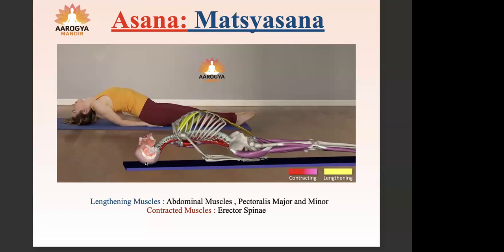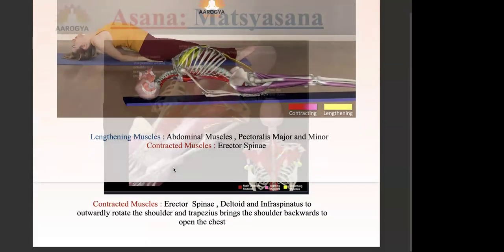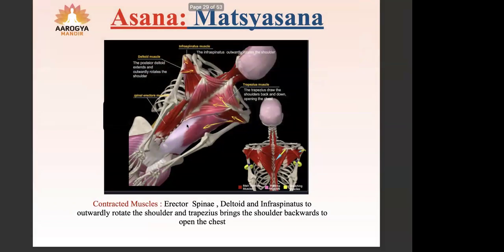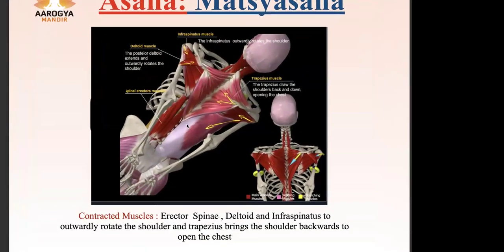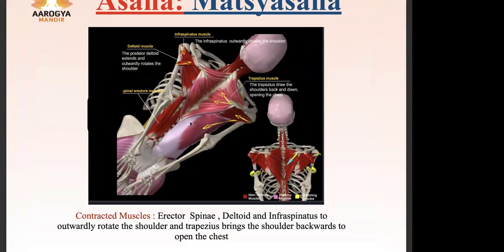Okay. Let's understand what are the muscles which are getting stretched and what are the muscles getting contracted. So let's have a visual view. So the muscles which are getting contracted are the erector spinae muscles.